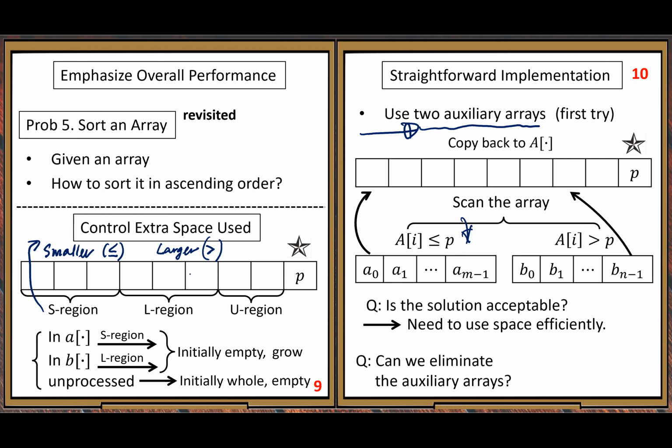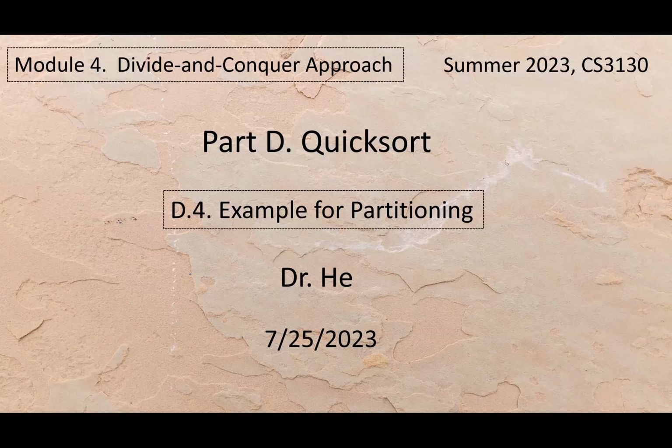Then after that, we have a clear S region and L region, and remember our P should go in place. Our pivot element should go in place between the S region and the L region as the last step. Then we complete the whole divide step. After this description, next I want to use one example to show you the partitioning details.